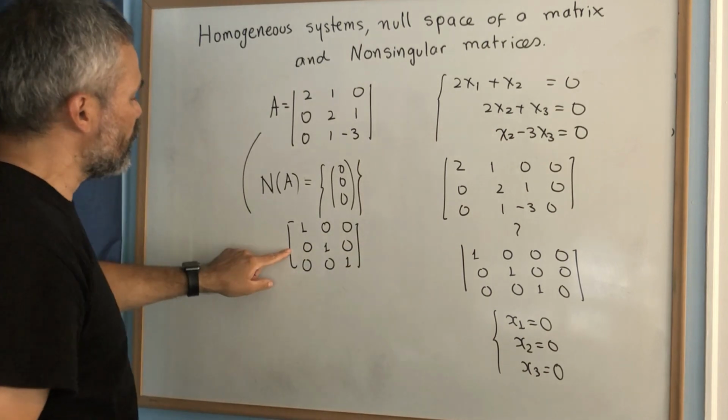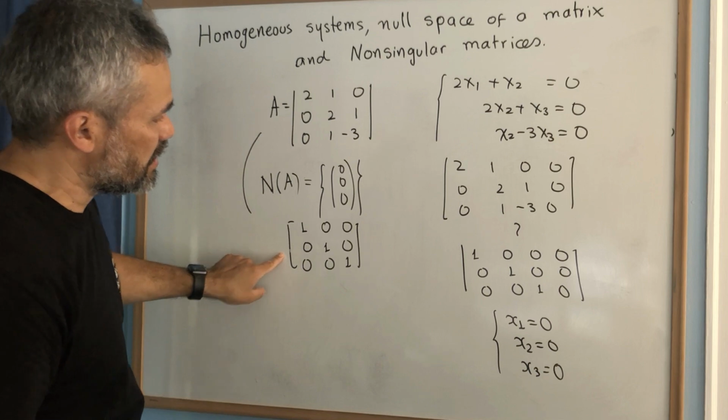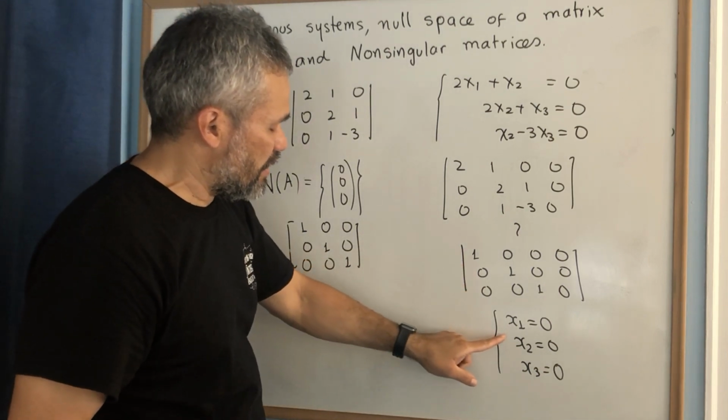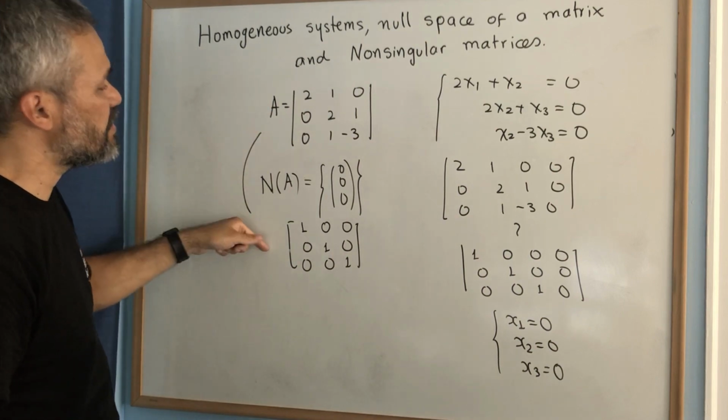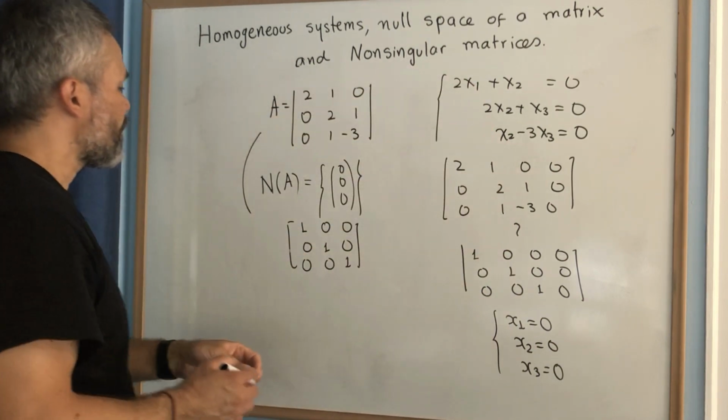And then the null space of this matrix is equal to the solution of this system, which is this. Then we could have done this instead of this.